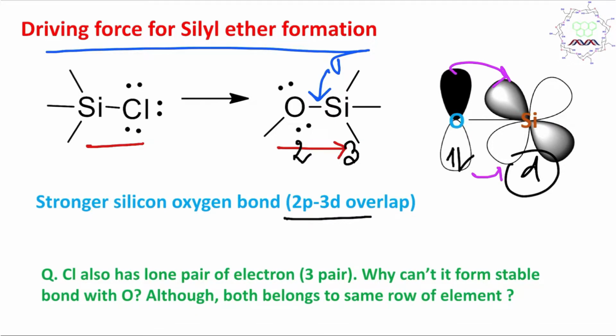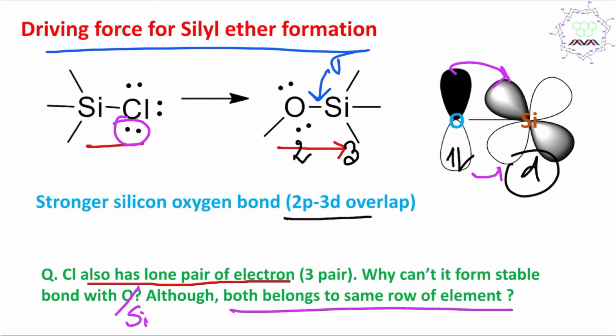Fine. Now another question may come to your mind: sir, chlorine also has lone pairs of electrons, more specifically three lone pairs. So why can't it form a stable bond with silicon? Chlorine is a third row element and silicon is also a third row element, so the extent of overlap is poor for this silicon-chlorine bond. It's true that chlorine has a vacant p orbital, but the extent of overlap is less than for oxygen and silicon, because 2p-3d overlap is very good, so the bond is stronger.